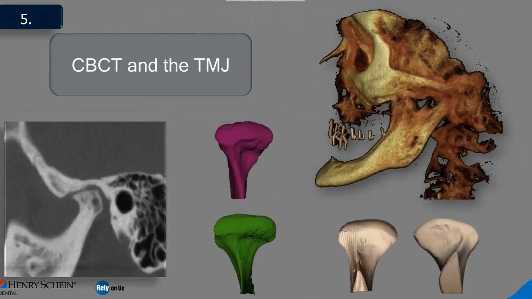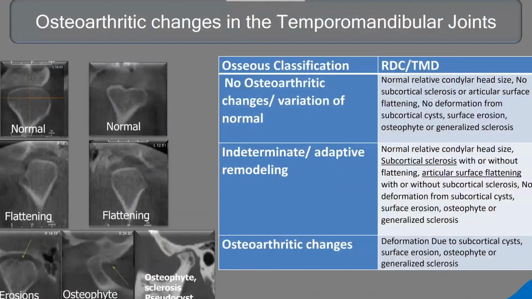We can definitely see our temporomandibular joints with this, so we can assess osteoarthritic changes. We use something called the research diagnostic criteria for TMD. It takes 11 different osseous criteria, and it funnels down into 3 different diagnoses: no osteoarthritic changes, indeterminate, or yes, we have osteoarthritic changes.